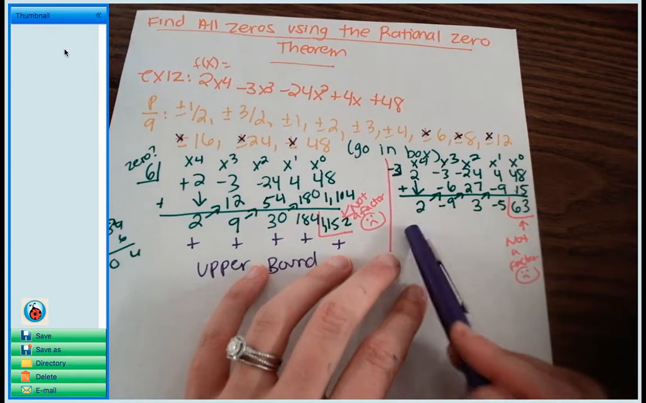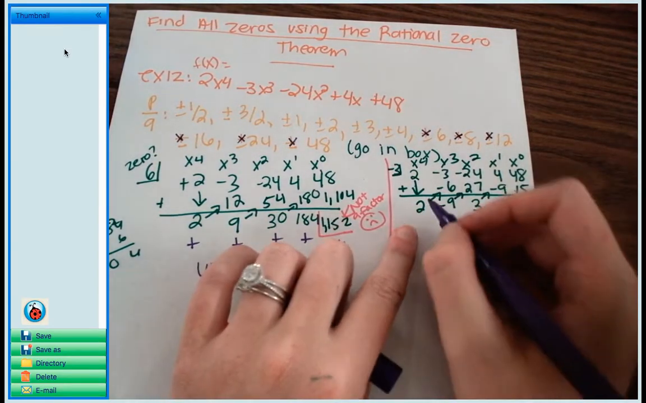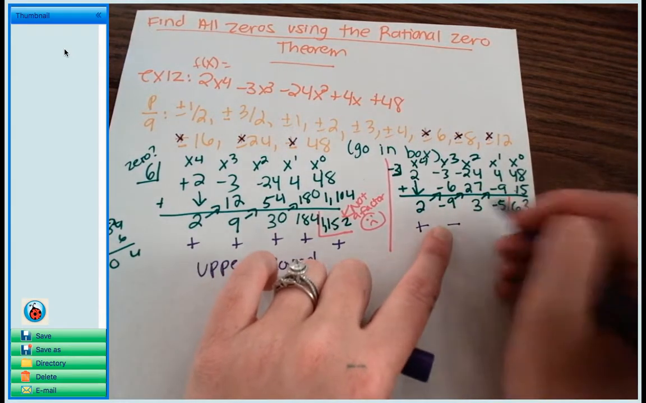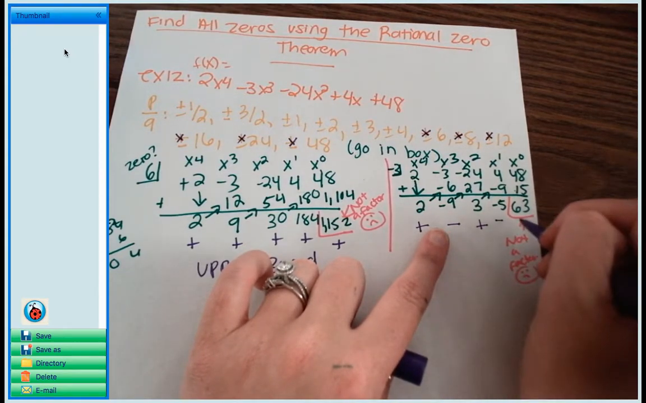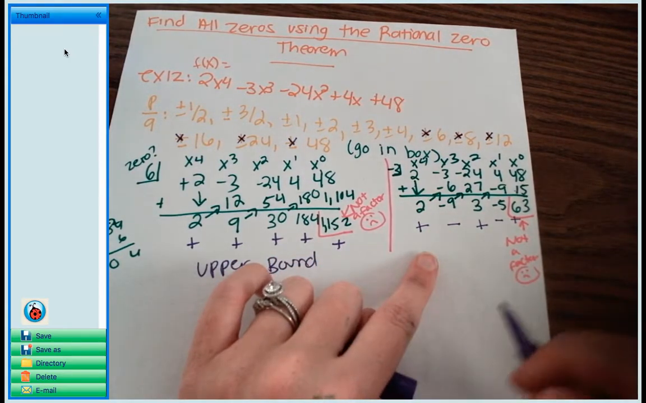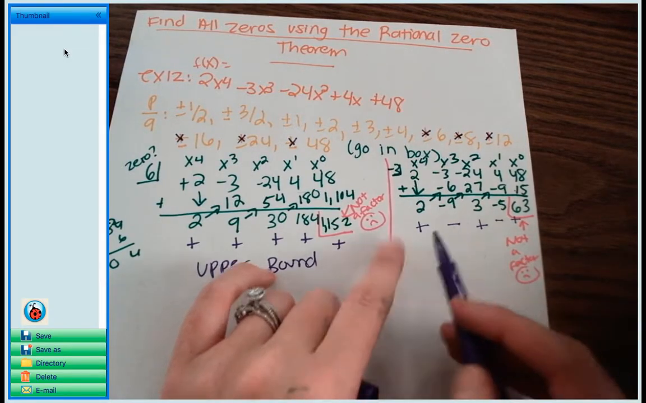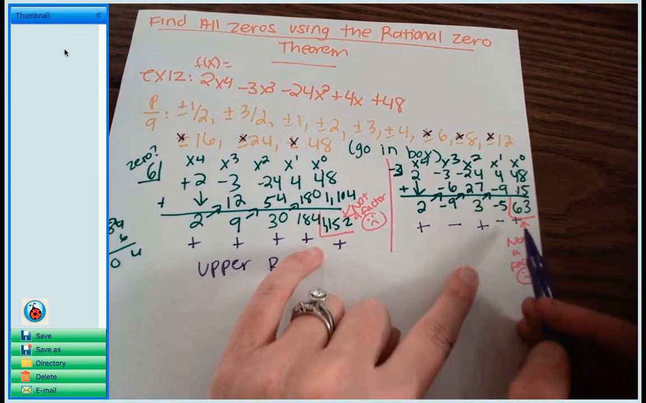All right, and when I say let's look at the signs, I'm talking about are they positive or are they negative? So 2 is a positive number. Negative 9 is a negative number. 3 is a positive number. Negative 5 is a negative number. And 63 is positive. So what's going on with these positives and negatives, you guys? Do you see how they're alternating? So positive, negative, positive, negative, positive.